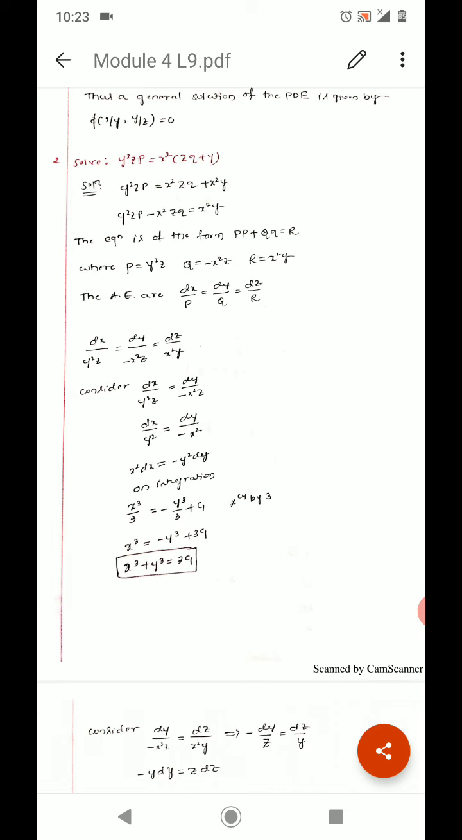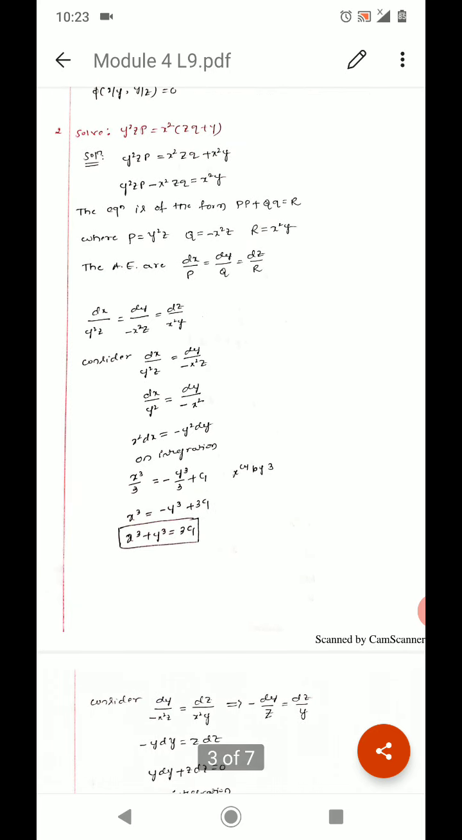Now we get the standard form. So on integration we get integration of x square is x cube by 3, which is equal to integration of minus y square is minus y cube by 3 plus integral constant c1. So now multiply by 3, we get x cube is equal to minus y cube plus 3c1, or x cube plus y cube is equal to 3c1.